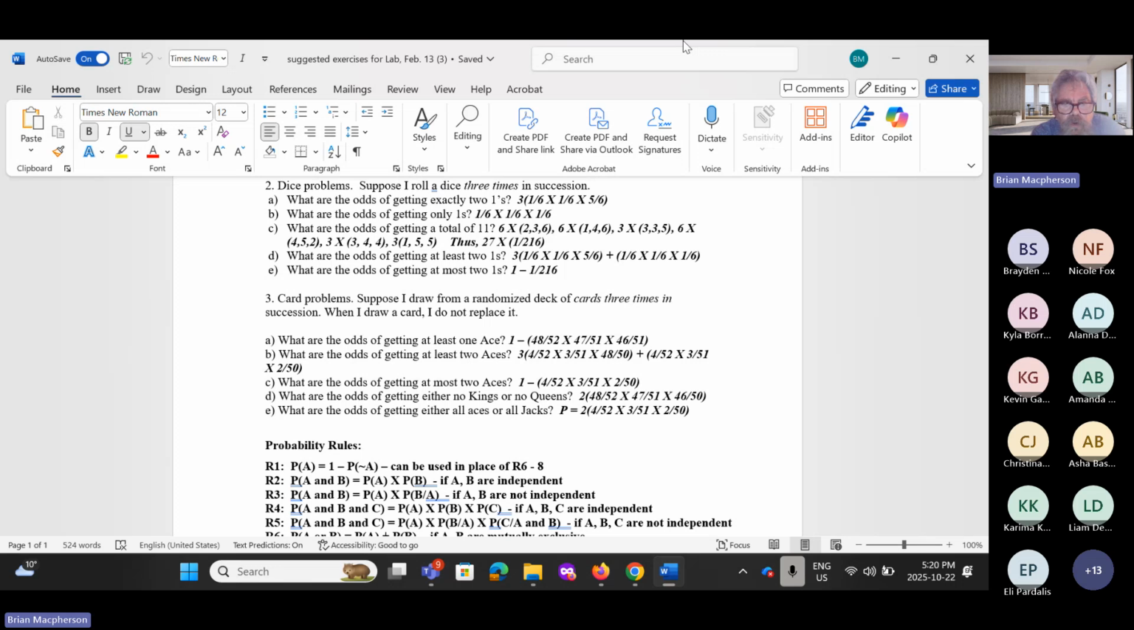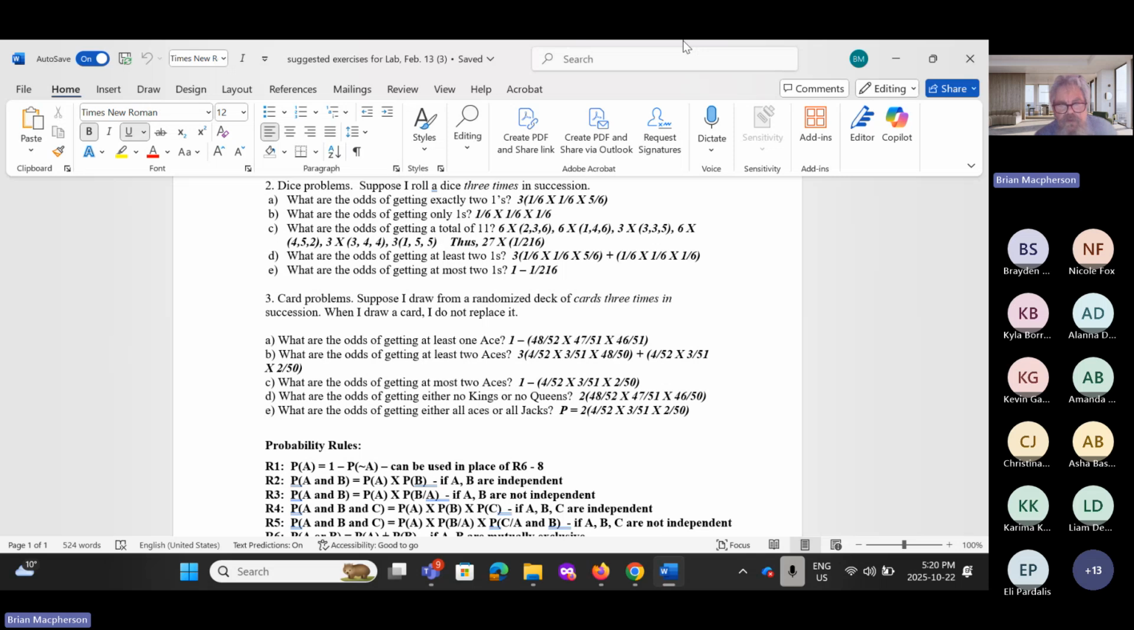Okay, so now what are the odds of getting either all aces or all jacks? I draw 3 times, and the only cards I get are aces. Or the other possibility is I draw 3 times and I only get jacks. Again, you're going to add those 2 probabilities together. The chance of getting all aces is 4 out of 52 times 3 out of 51 times 2 out of 50.